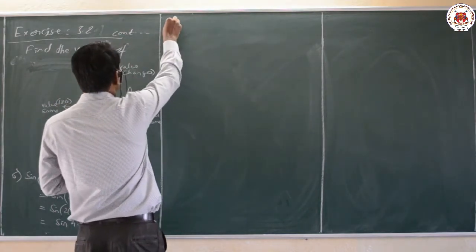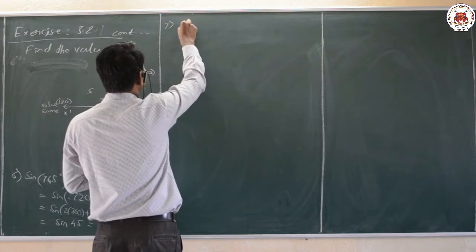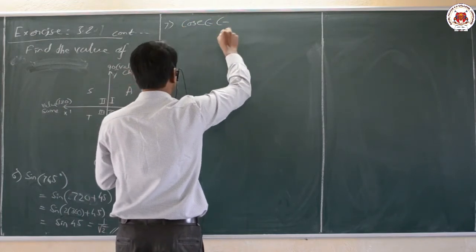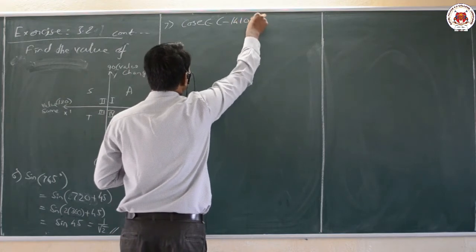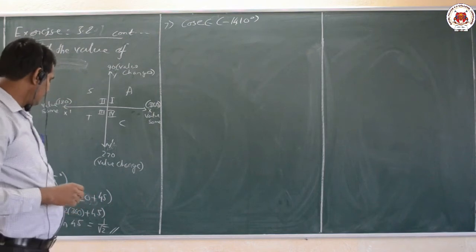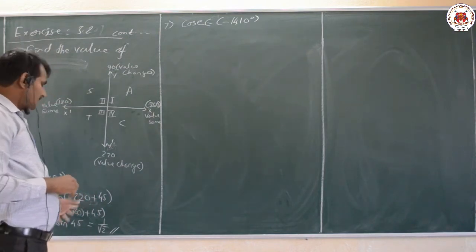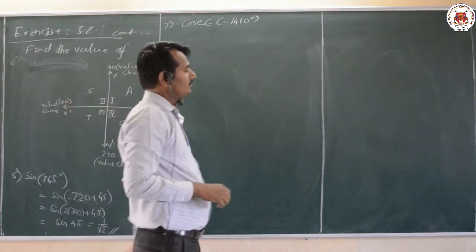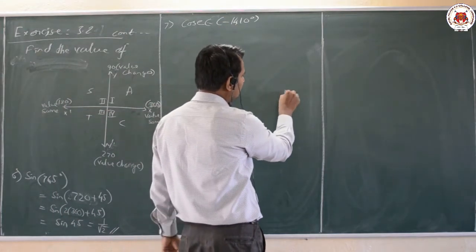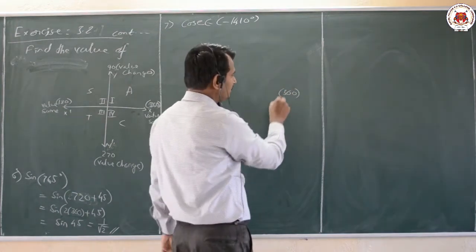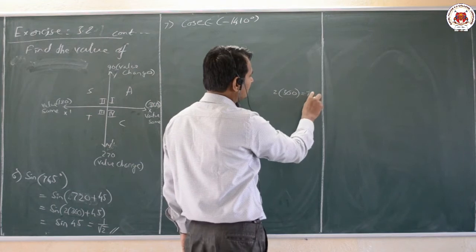That is the seventh problem in exercise number 3.2, cosecant of minus 1410 degrees. It is also a very simple example. Here 720 is a multiple of 2 pi. Here we can observe that it is 1410. Now what can we write here? 360, and 2 into 360 gives 720.